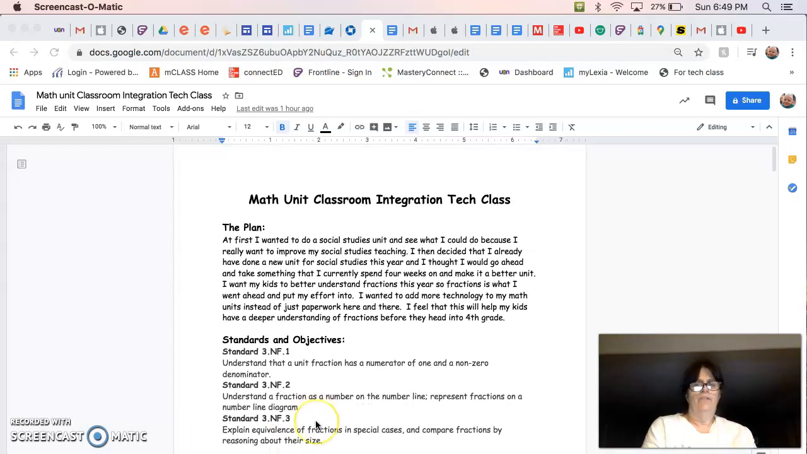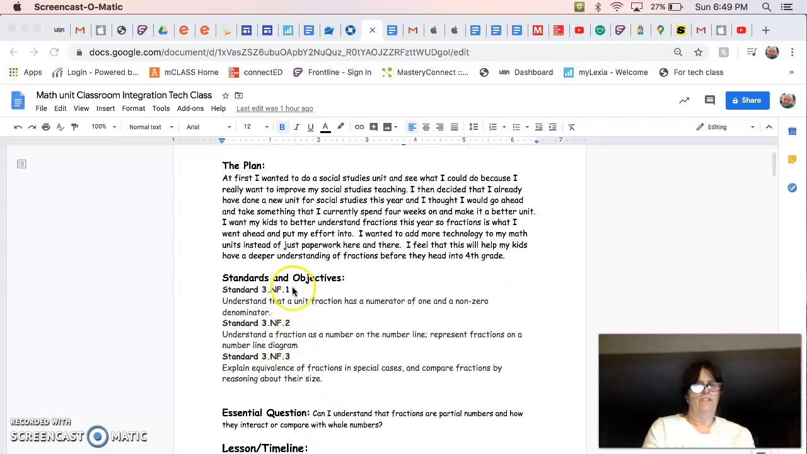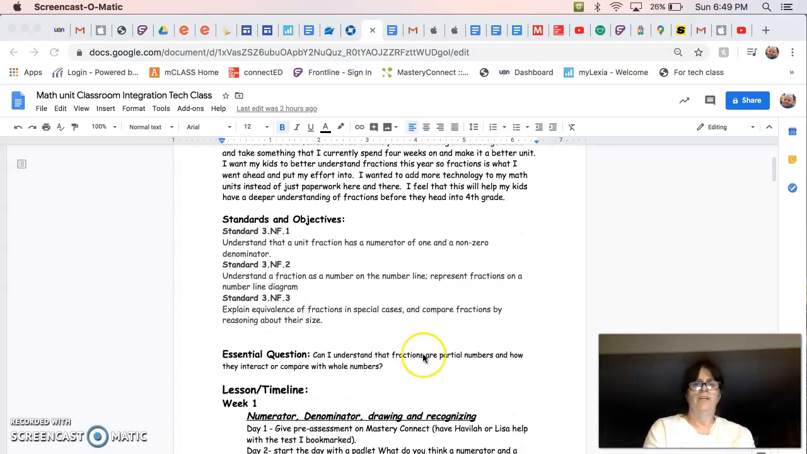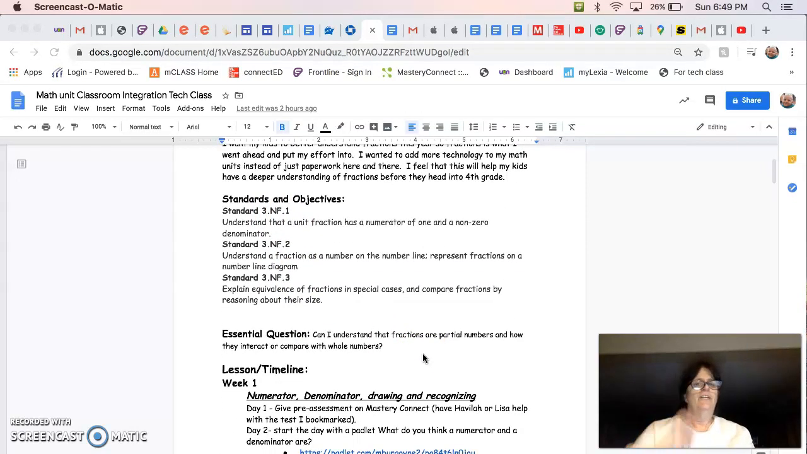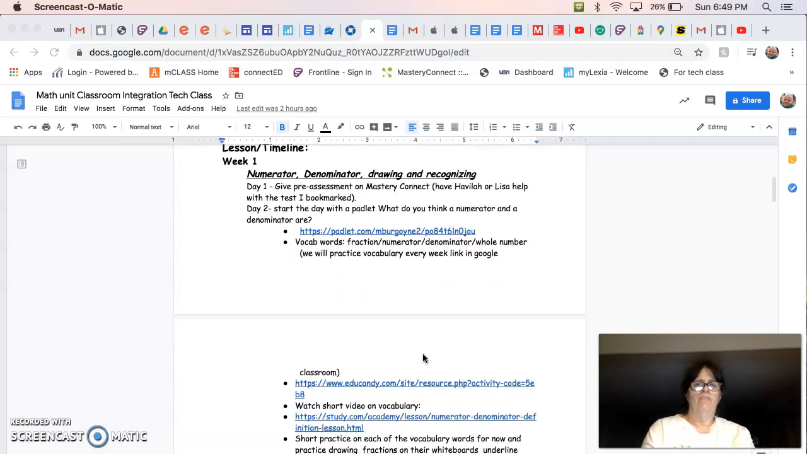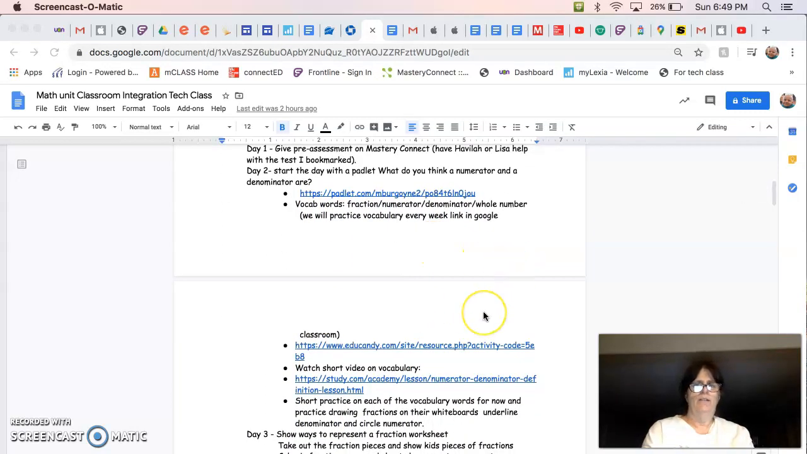So I went over and I did all of the fraction standards and objectives, which are just 3 NF 1 through 3 for third grade. My essential question: can I understand that fractions are partial numbers and how they interact or compare with whole numbers? So I had my 4-week lessons there, and every week I used at least 1, 2, or more of technology.